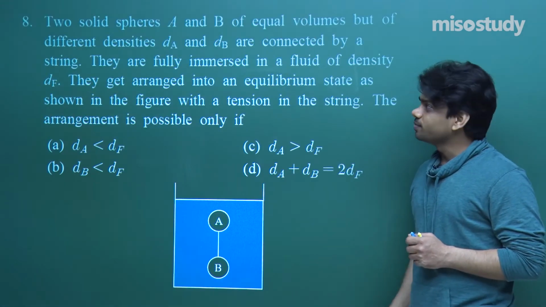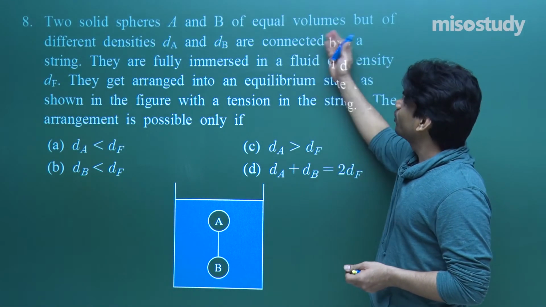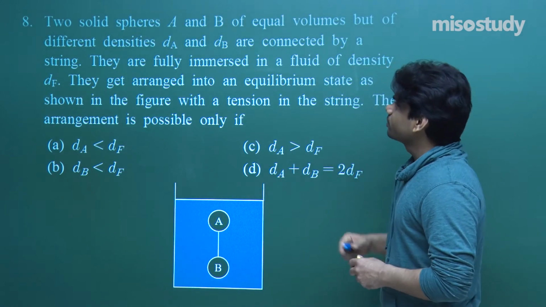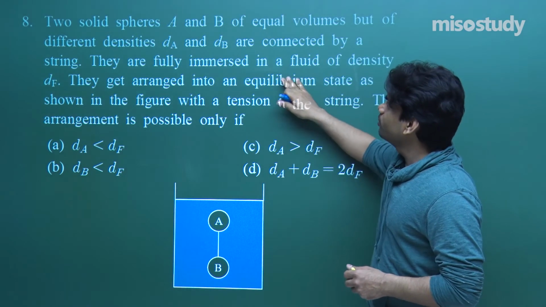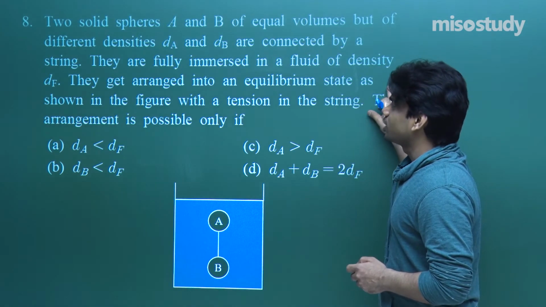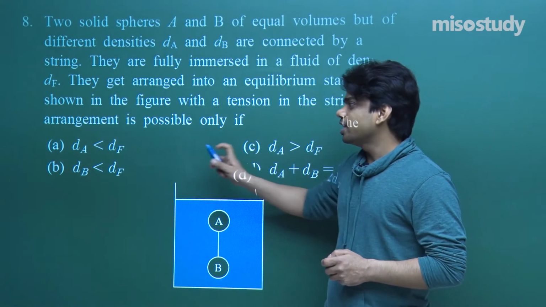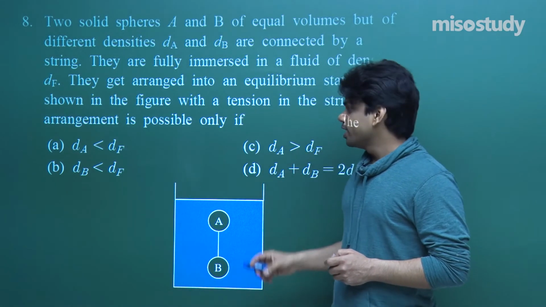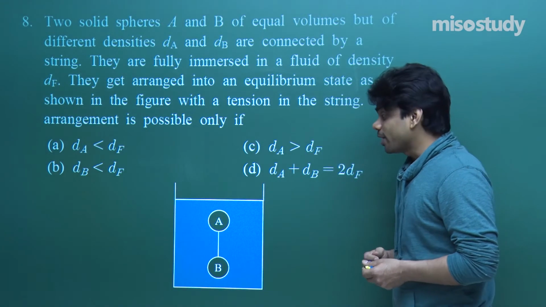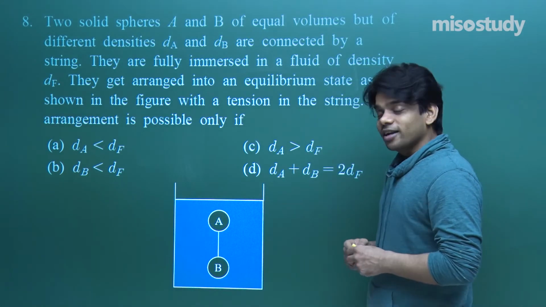Question number 8. Two solid spheres, A and B, of equal volume but of different densities, dA and dB, are connected by a string. They are fully immersed in a fluid of density dF. They get arranged into an equilibrium state as shown in the figure with a tension in the string. The arrangement is possible only if: A, dA is less than dF; B, dB is less than dF; C, dA is greater than dF; or D, dA plus dB equals twice dF. We have to comment on the values of dA, dB and dF. Now how are they related?